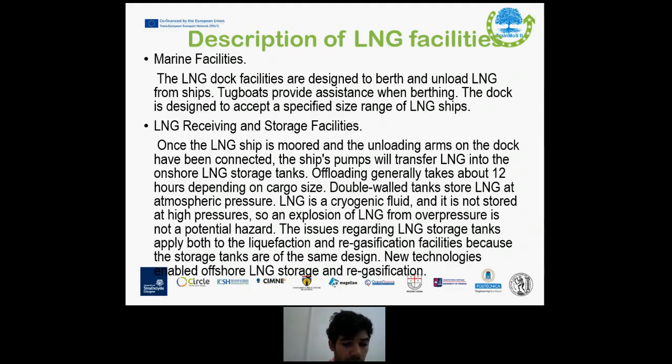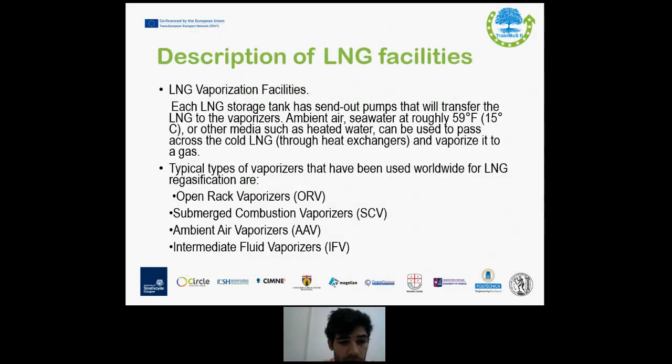The issues regarding LNG storage tanks apply both to the liquefaction and regasification facilities because the storage tanks are of the same design. New technologies enable offshore LNG storage and regasification. Finally, we have the LNG evaporation facilities.